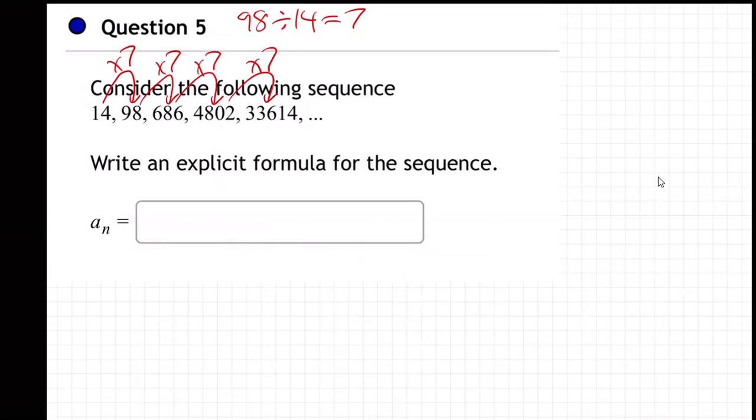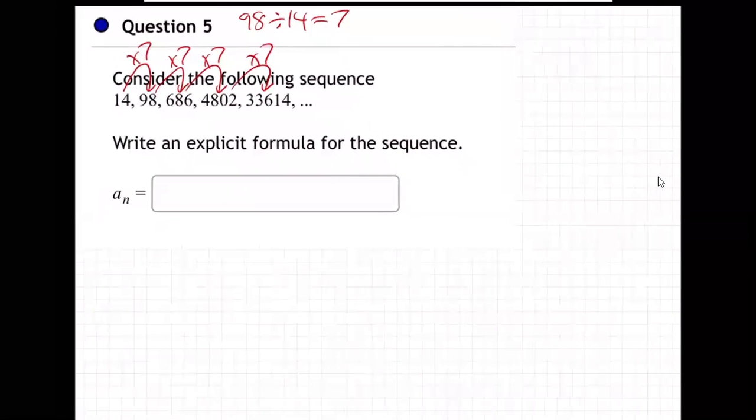So is this arithmetic or geometric? Geometric. Yeah, this one's geometric. Arithmetic's adding, subtracting. This one's multiplying. It's not adding, subtracting, it's multiplying, so it's geometric. All right, well, they want the formula. So you know how to come up with a formula, right?